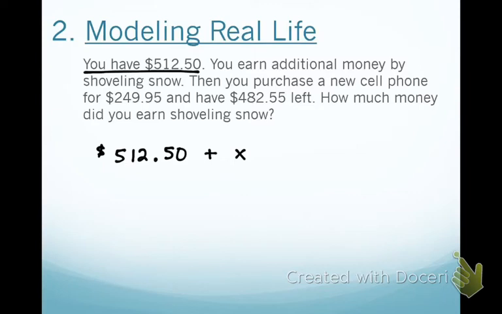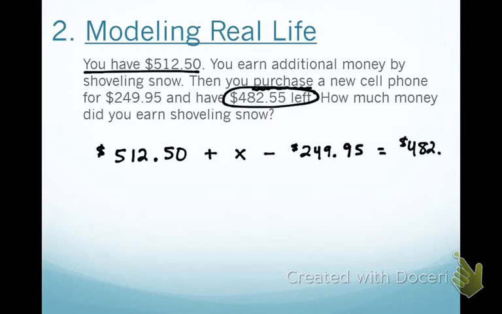Then it says that I purchased something. Everyone take your pencil and I want you to just do a little squiggly line underneath the word purchase. If you purchase something, does that mean you get to add, subtract, multiply, or divide the money? You're losing it. So you have to subtract the money. Does it tell us how much that cell phone is? $249.95. Looks like you got a good deal on that phone. And then it tells us how much we have left at the end. Circle that amount. That means that's what it's going to equal in the end. $482.55.